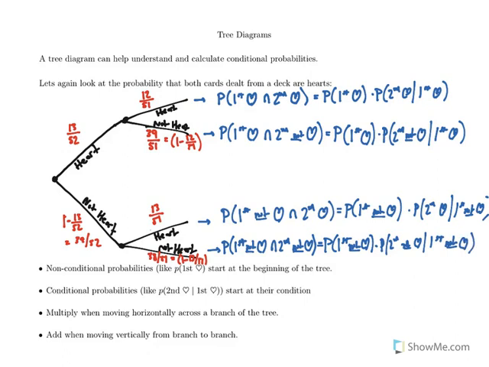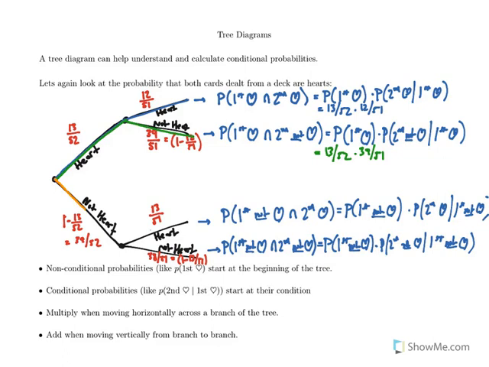So these probabilities, how we get them, are just by multiplying each step of the way. If we go heart and then heart, this branch, we get 13 out of 52 times 12 over 51. If we go heart and then not heart, we get 13 over 52 times 39 over 51, and that's our probability.